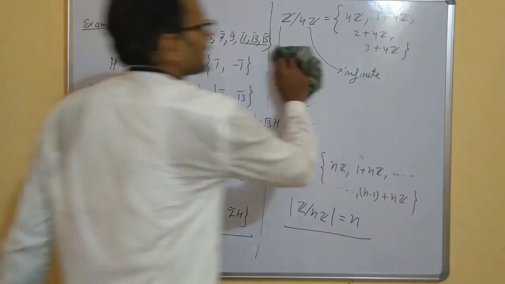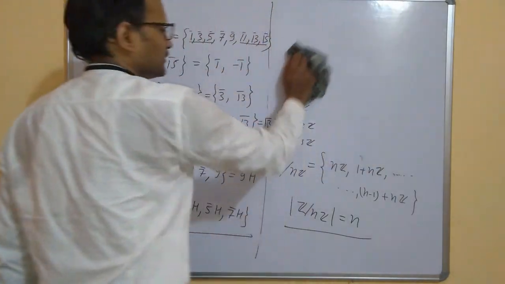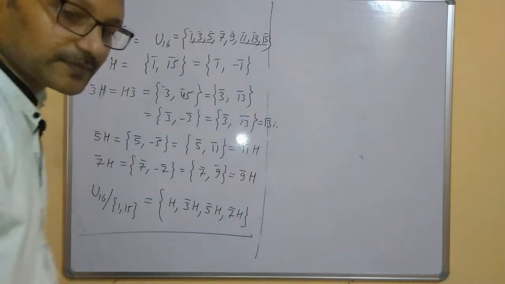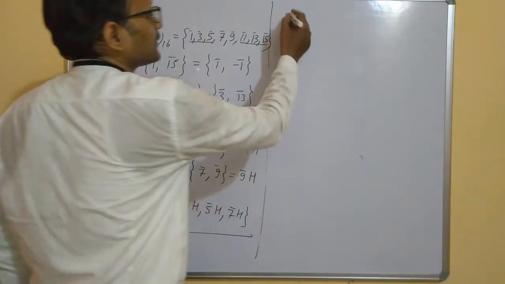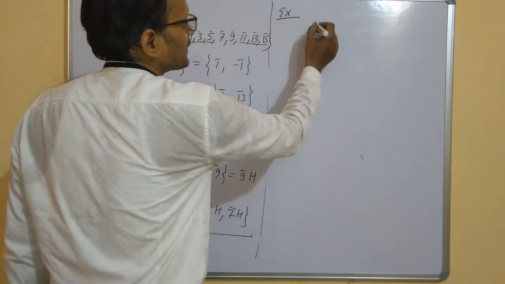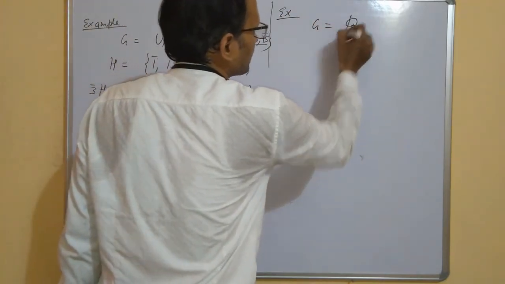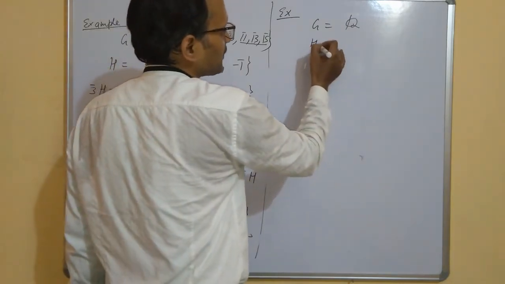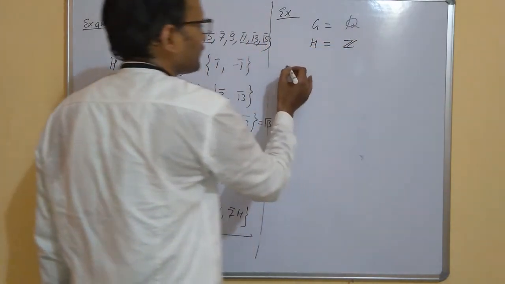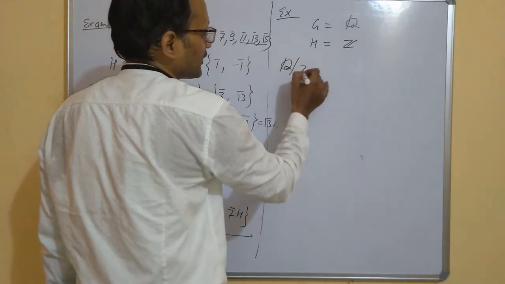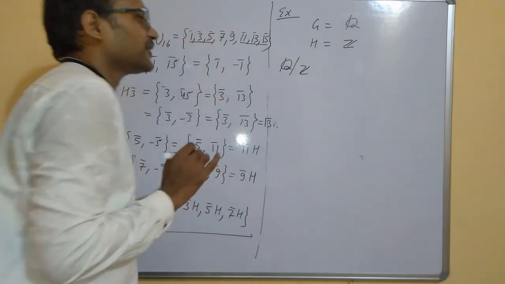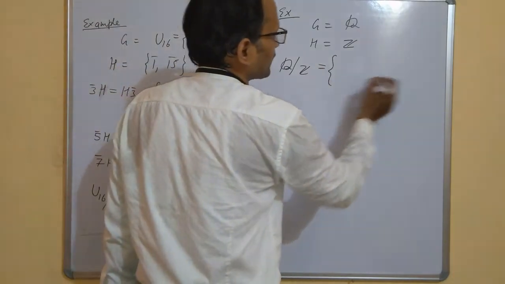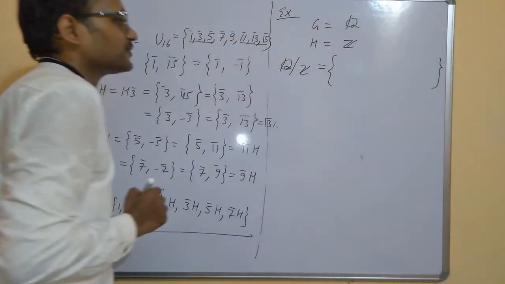So let us take another example. Now let me have one more example. Consider G to be the set of rational numbers with respect to addition, and H to be the subgroup Z, and we want to determine Q by Z. Now it is again an abelian group, so you need not write left coset or right coset.